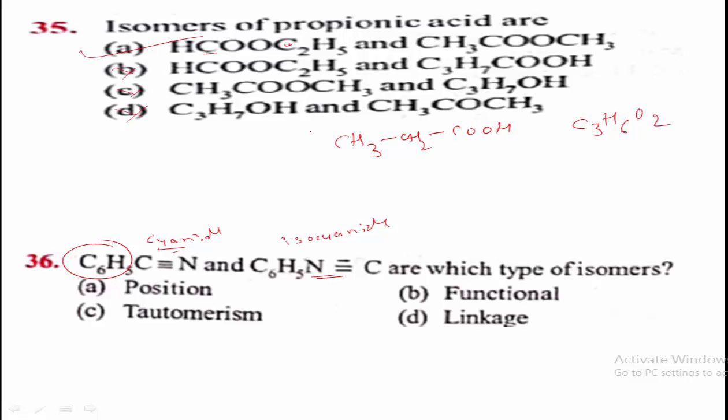But here this one is the cyanide group and this one is the isocyanide group. These are two different functional groups. Here the functional group is different, so it follows functional isomerism, and these two given structures are functional isomers. Why do we call them functional isomers? Functional isomerism means compounds having the same molecular formula but containing different functional groups. Here there is a cyanide group and here an isocyanide group, therefore it is an example of functional isomerism.